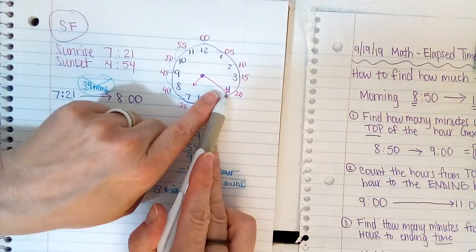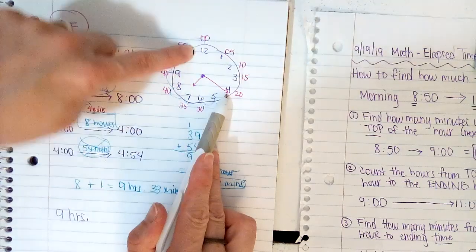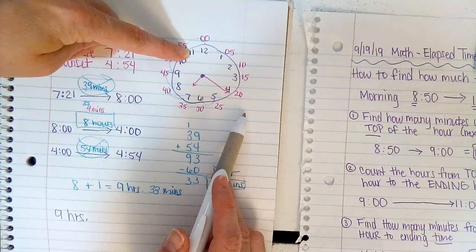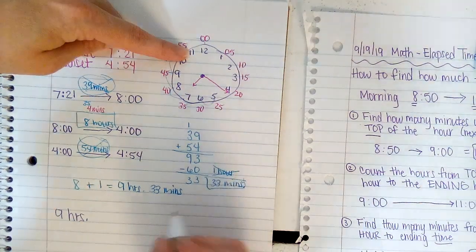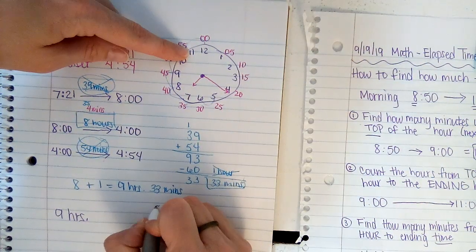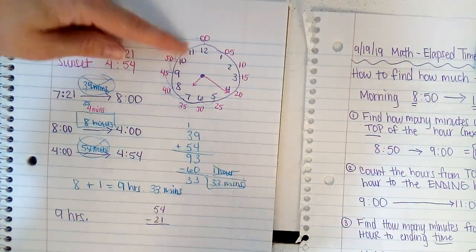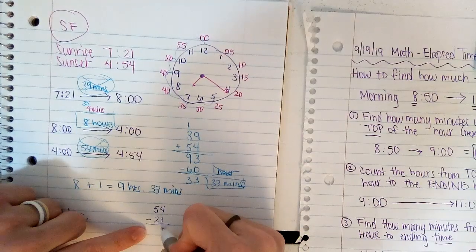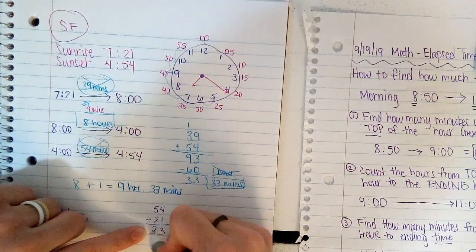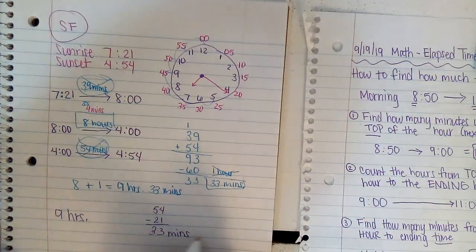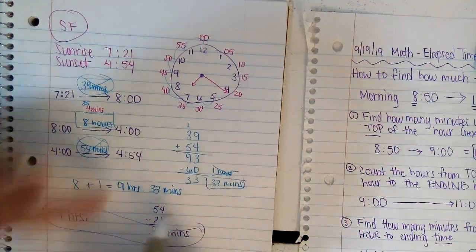And then they might just do 21 to 54. So they might do 54 minus 21. 4 minus 1 is 3. 5 minus 2 is 3. And that gives you 33 minutes. 9 hours and 33 minutes.